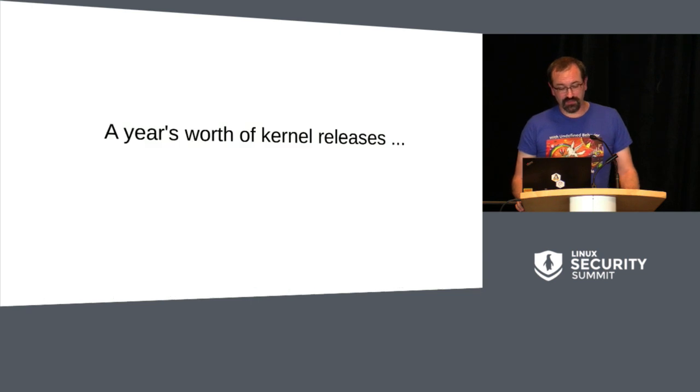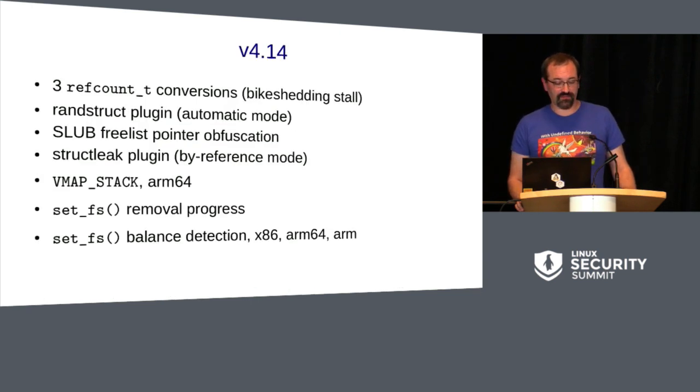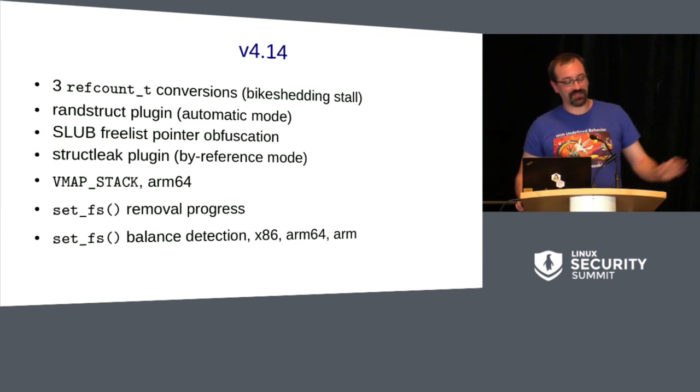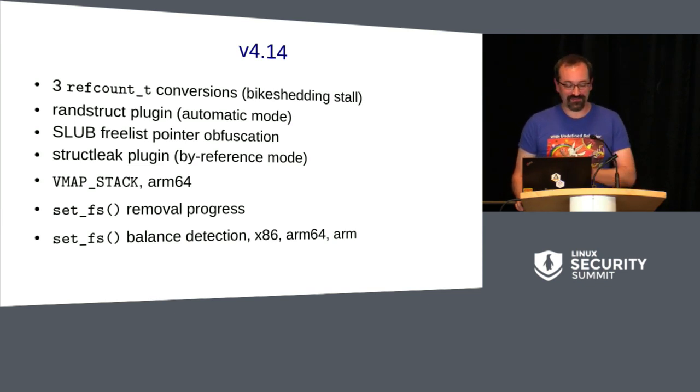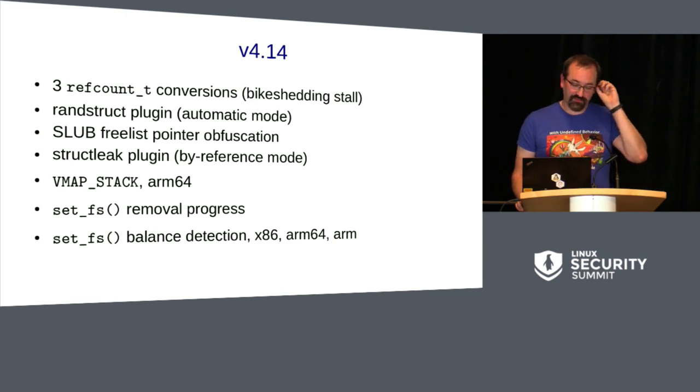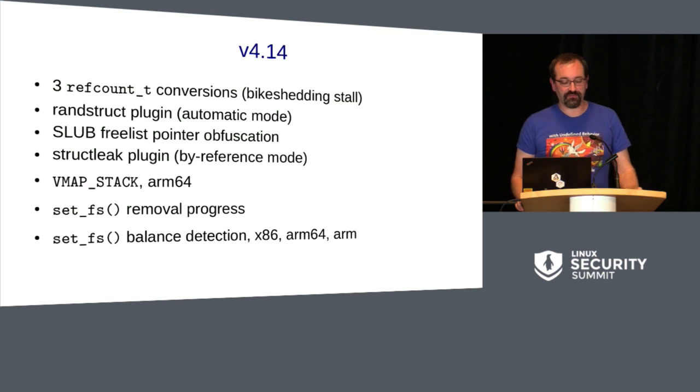Anyway, so quickly, a year's worth of kernel releases. In 4.14, we got a whole 3 of reference count conversions. There was a stall on bike shedding. Surprised about bike shedding. The port of the RANDSTRUCT plugin in automatic mode landed. We got freelist pointer obfuscation, so attacking metadata in the heap is more difficult. The stackleak plugin got a bireference mode that I talked about earlier.